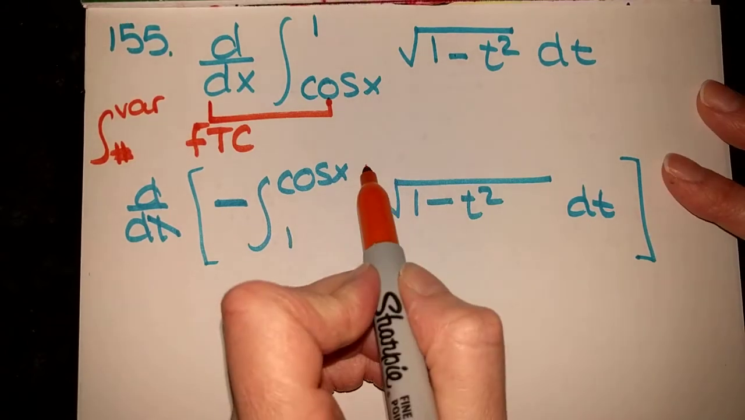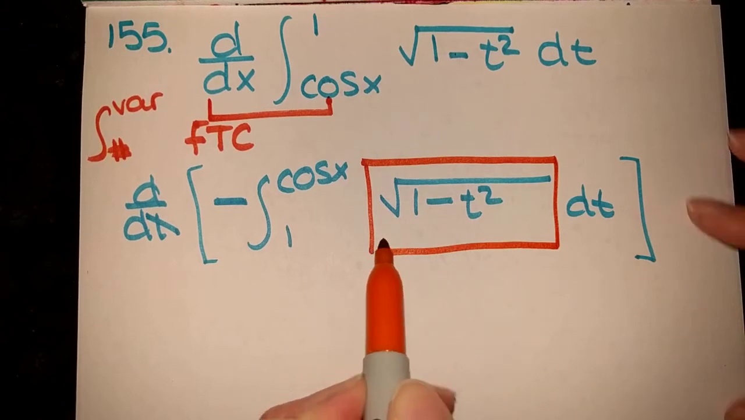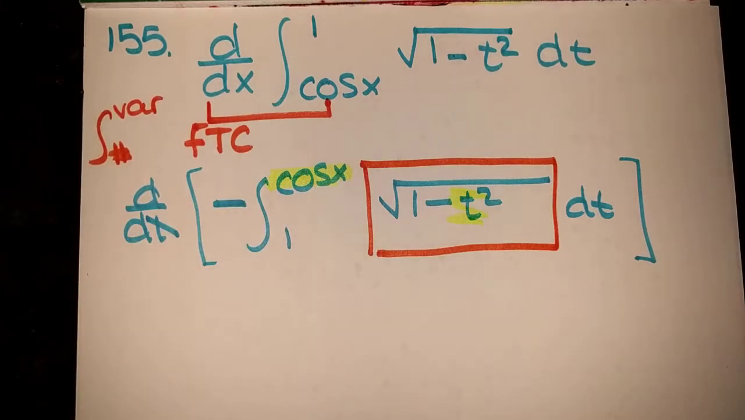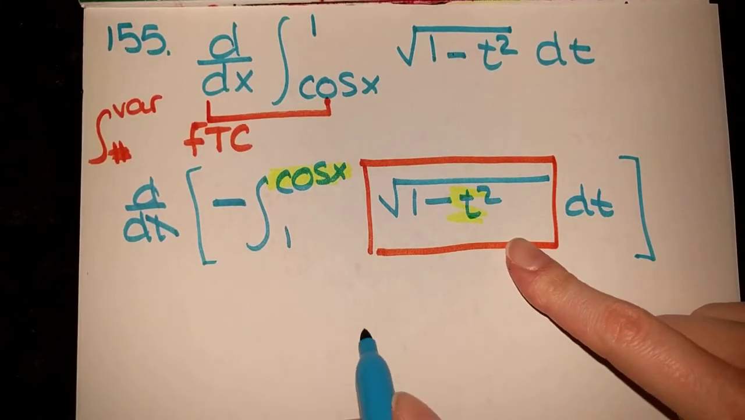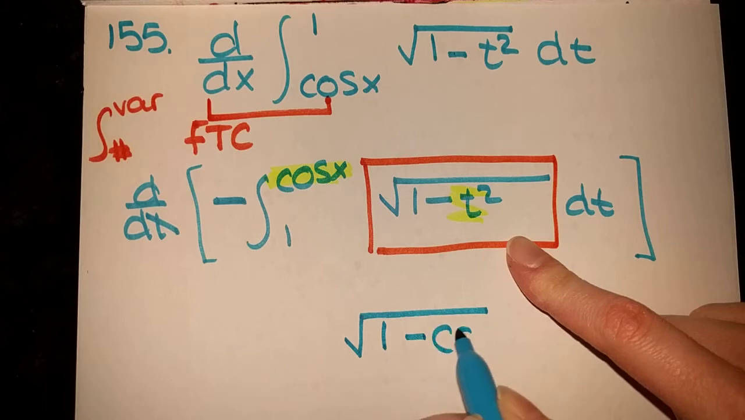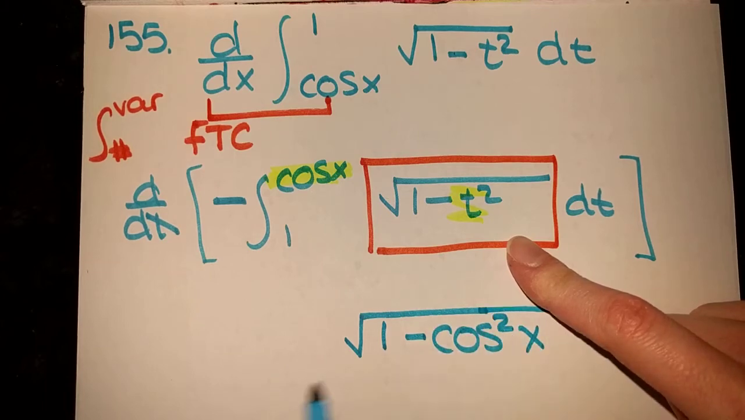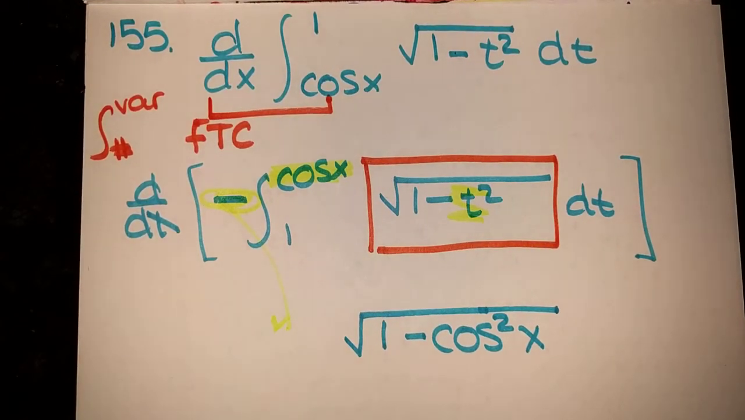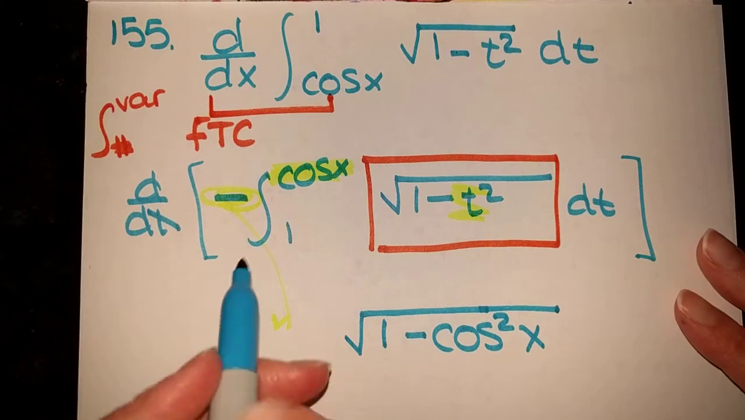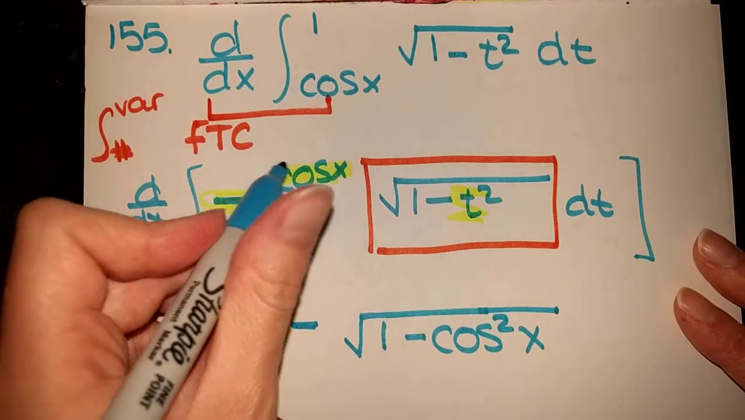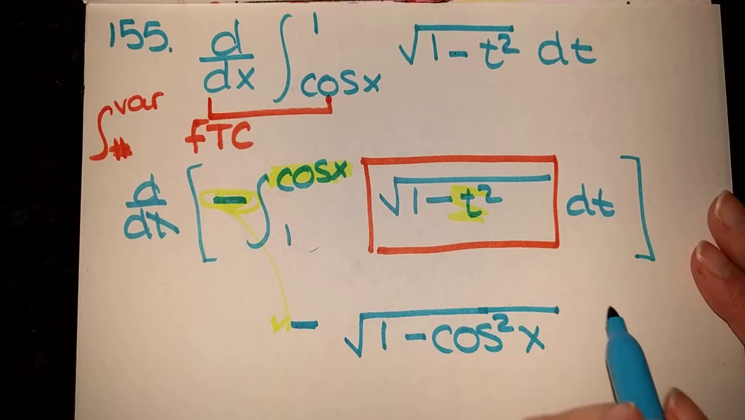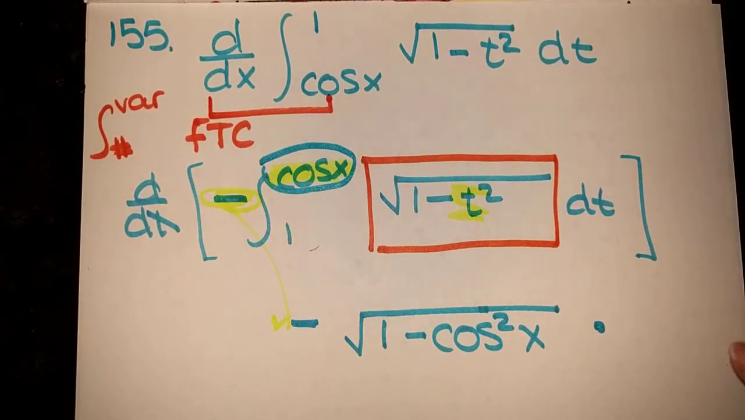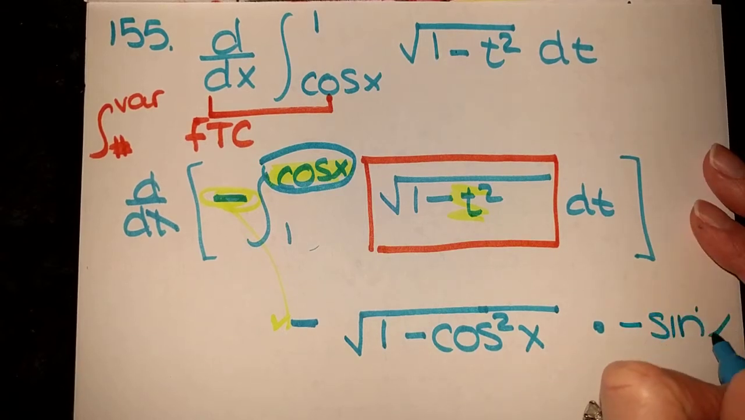So now we focus exclusively on our integrand, and we say that this variable of integration, this t, is going to get replaced with that upper bound. So this will become the square root of 1 minus cosine squared x. Do note that we had a negative that was part of flipping the bounds. That is going to come straight down, so the negative is still going to be there. But the derivative notation, the integral notation, that is all gone. And then we multiply that by the derivative of the upper bound. So the derivative of cosine is just negative sine x.